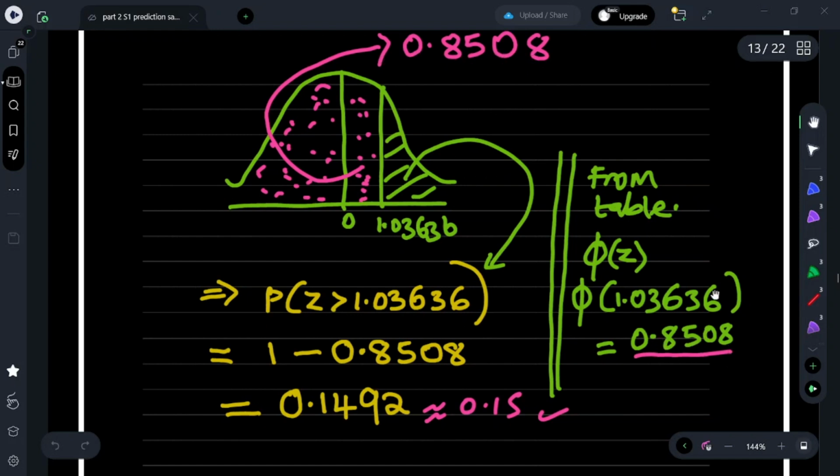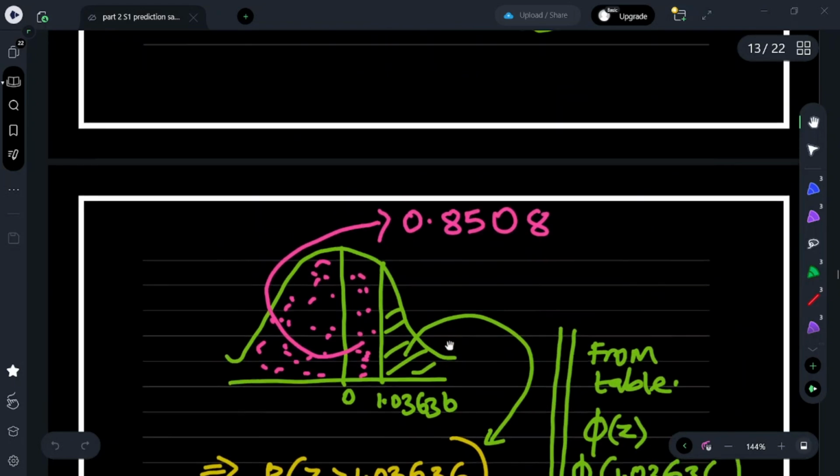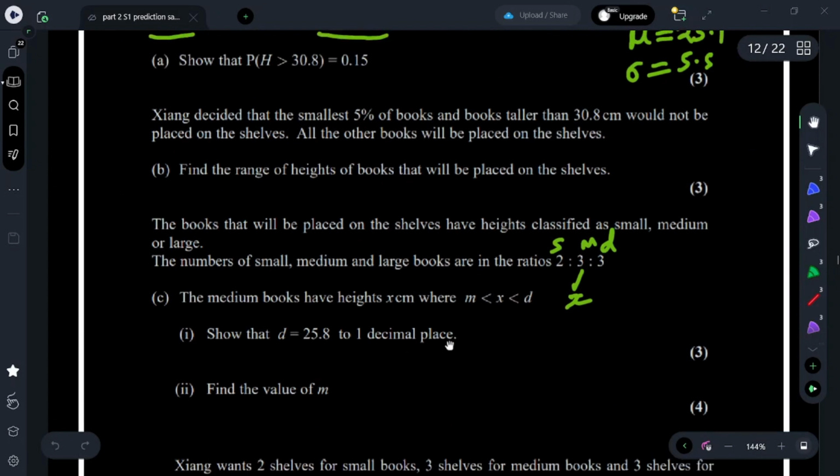This is illustrated here from the standard normal table. So we can get the probability that Z is greater than 1.03636 since we know the probability for less than. So we have 1 minus 0.8508, which gives us 0.1492, and approximately that is equivalent to 0.15 as required. So we move on to the other part of the question.